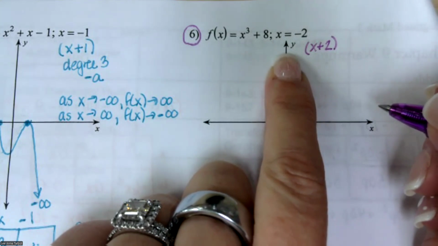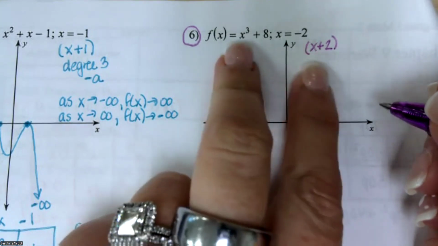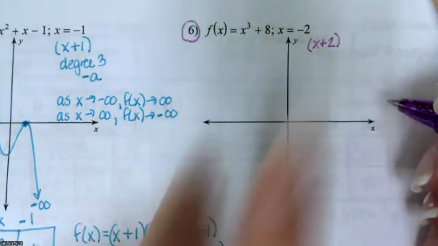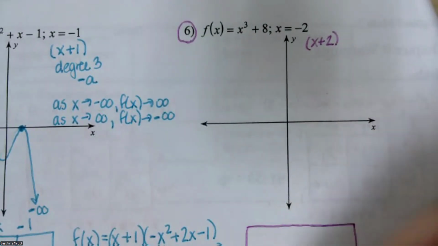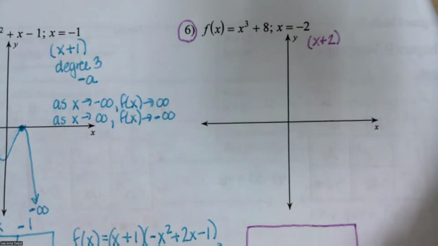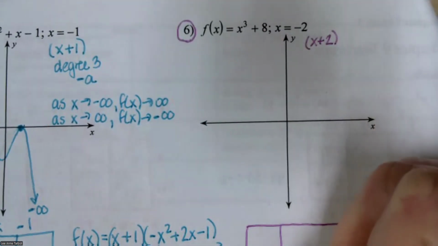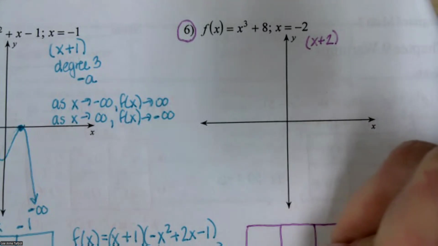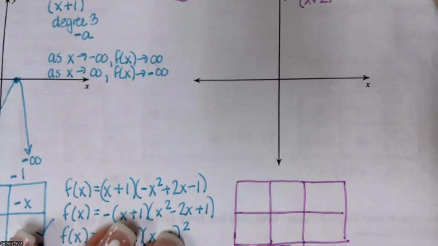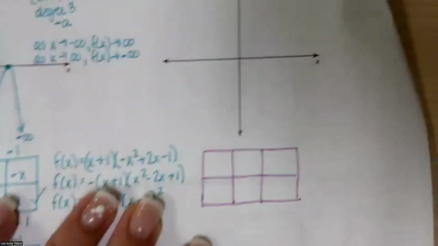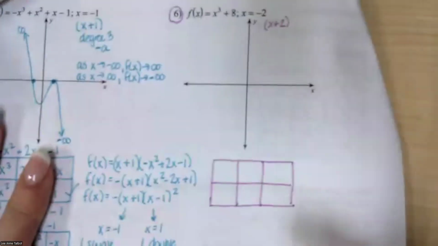Everybody okay with that? And then notice that this is a cubed, and this has two things. So I'm still going to do a 3x2 box, even though this is just x cubed plus 8. You guys remember what my suggestion was for when there are terms missing? Does anybody remember? Zeros, right.